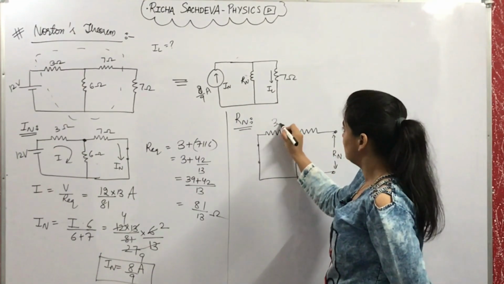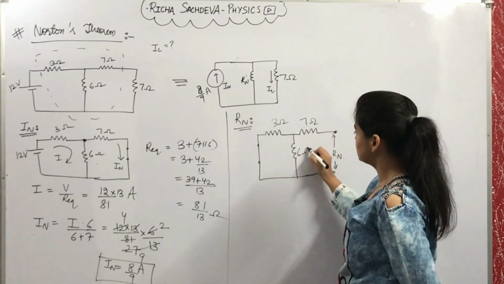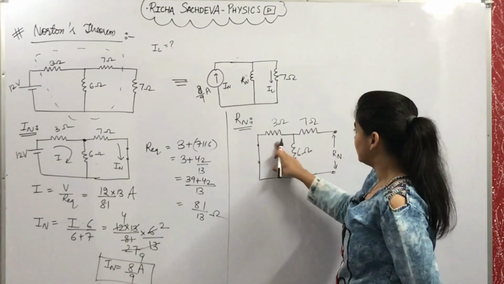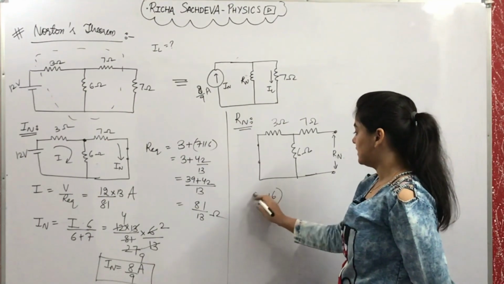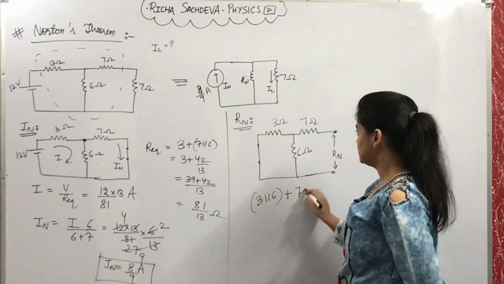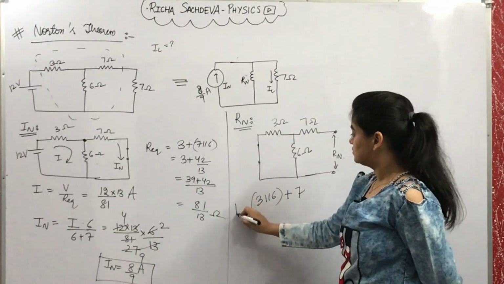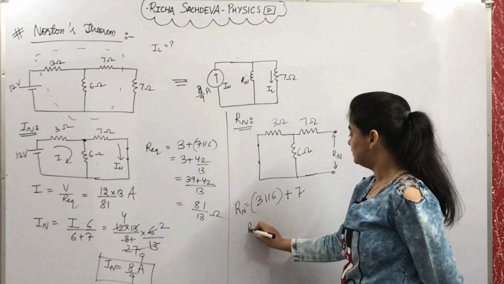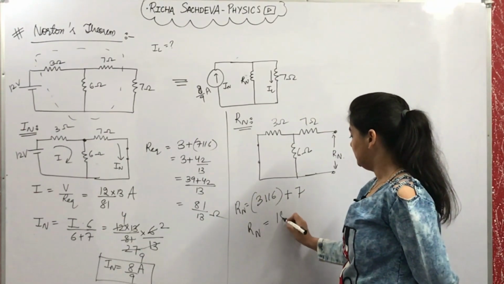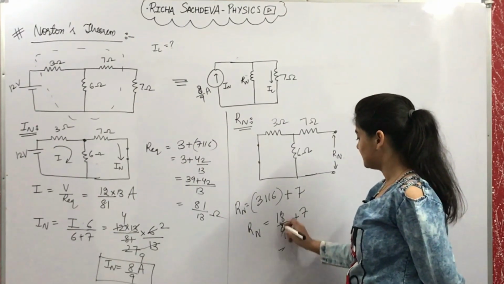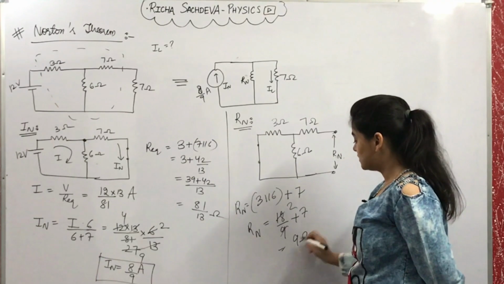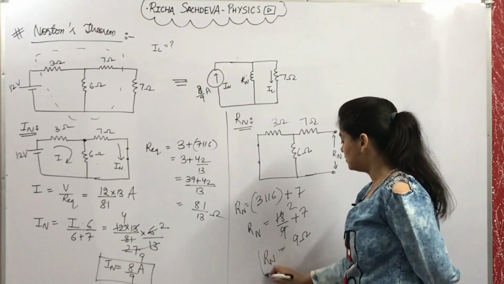So this is 3 ohm, this is 7 ohm, this is 6 ohm. So these two are in parallel. So 3 is parallel to 6 and it is in series with 7. So RN is equal to 18 upon 9 plus 7, which is 9 ohm. We have got the value of RN also.